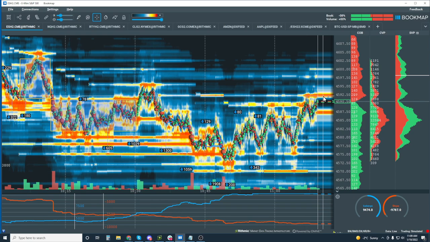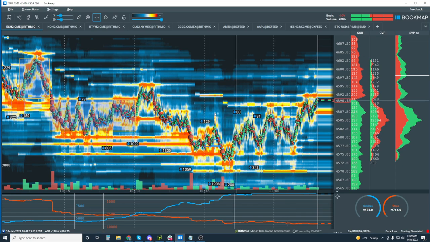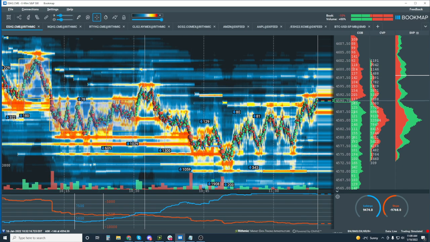Let's see the move to 92.5. And the swing's up here around 95.